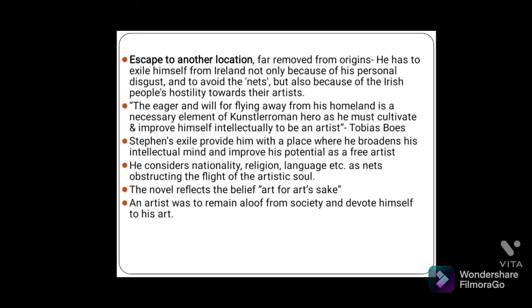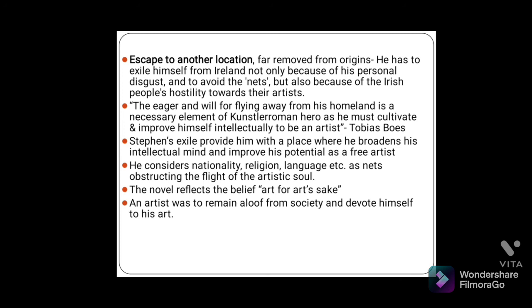Escape to another location, far removed from origins. He has to exile himself from Ireland not only because of his personal disgust and to avoid the nets, but also because of the Irish people's hostility towards their artists. The eager will for flying away from his homeland is a necessary element of a Bildungsroman hero, as he must cultivate and improve himself intellectually to be an artist, said Tobias Boes. Stephen's exile provides him with a place where he broadens his intellectual mind and improves his potential as a free artist. He considers nationality, religion, language, etc. as nets obstructing the flight of the artistic soul.